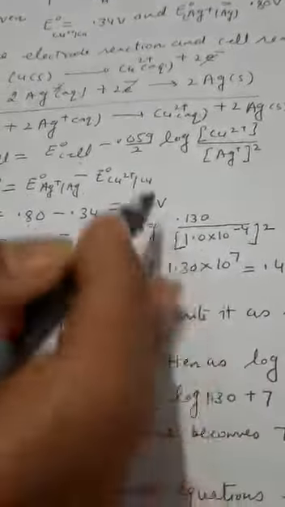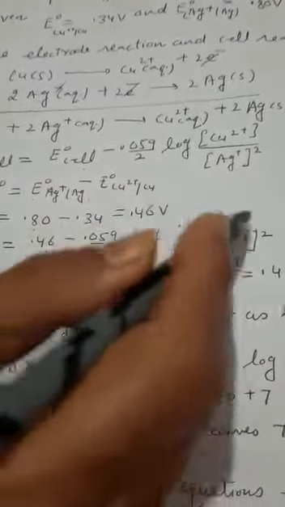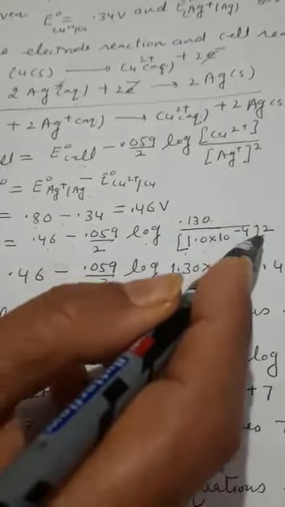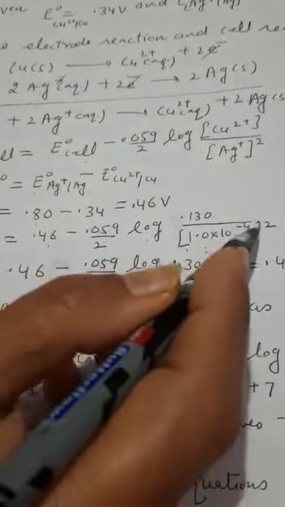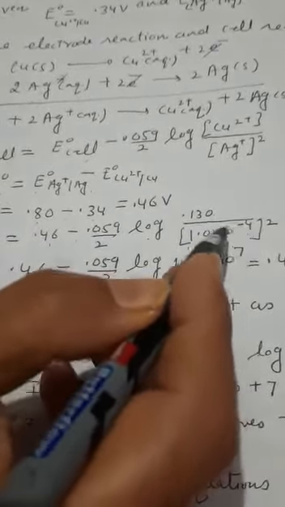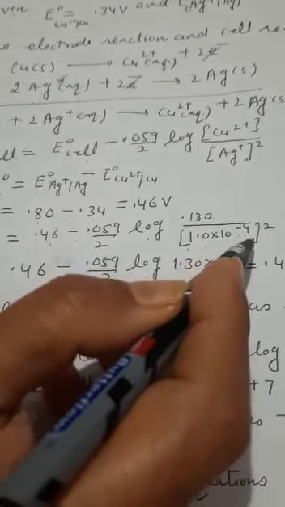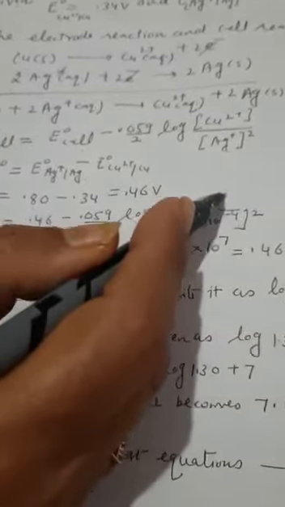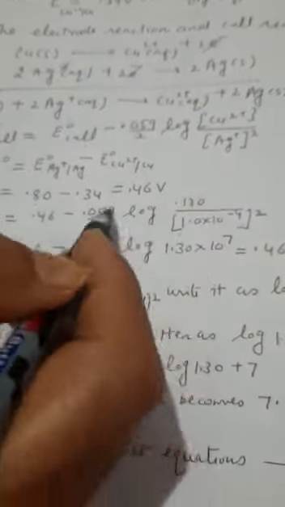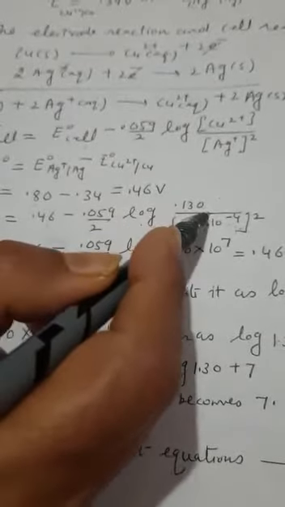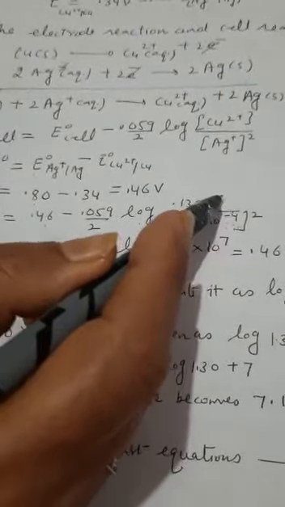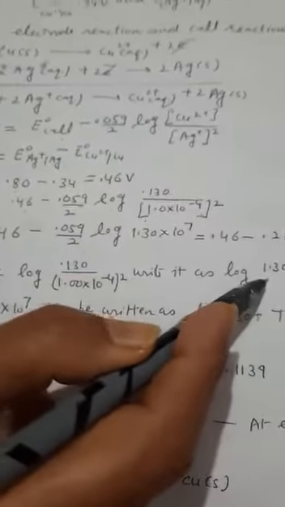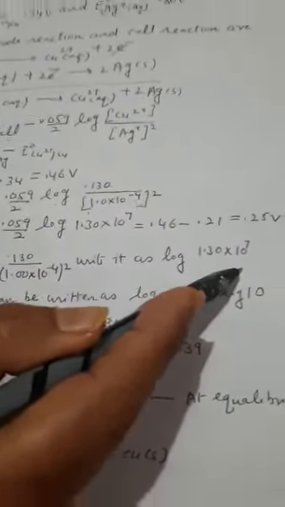Now, when you are solving this equation, first of all square this value. It will become 1 into 10 to the power -4 into 1 into 10 to the power -4, that is 1 into 10 to the power -8. When you take this value above, it will become positive 10 to the power 8. So it will become 0.130 into 10 to the power 8. Now you can write it as 1.30 into 10 to the power 7.